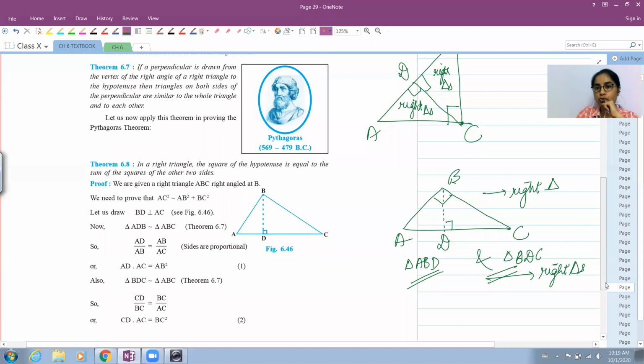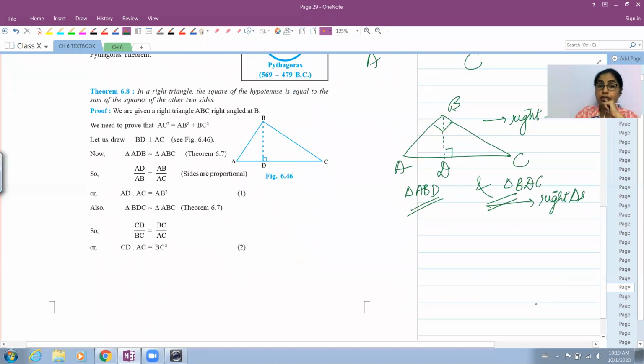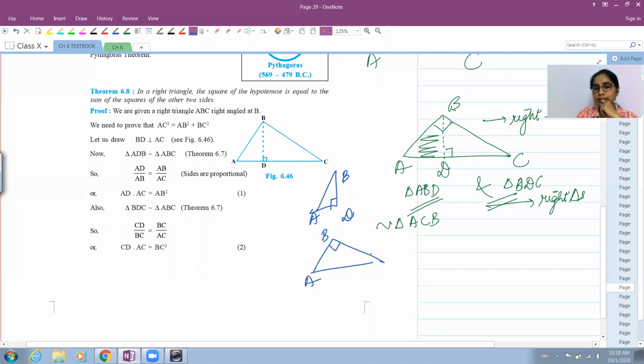If anyone wants to know how this will be proved, because we have questions in the exercise where we would like to prove this, I'm going over the answer now. If I had to prove that the triangle ABD is similar to the original triangle, triangle ACB, can we prove that? This smaller triangle in which 90 degree angle is at D, and the whole triangle in which the right angle is at B. Can you prove the similarity of these two triangles?